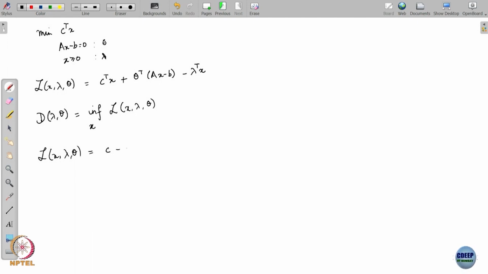C minus A transpose theta minus lambda, the whole thing transpose x, and then I am left with a minus theta transpose b.